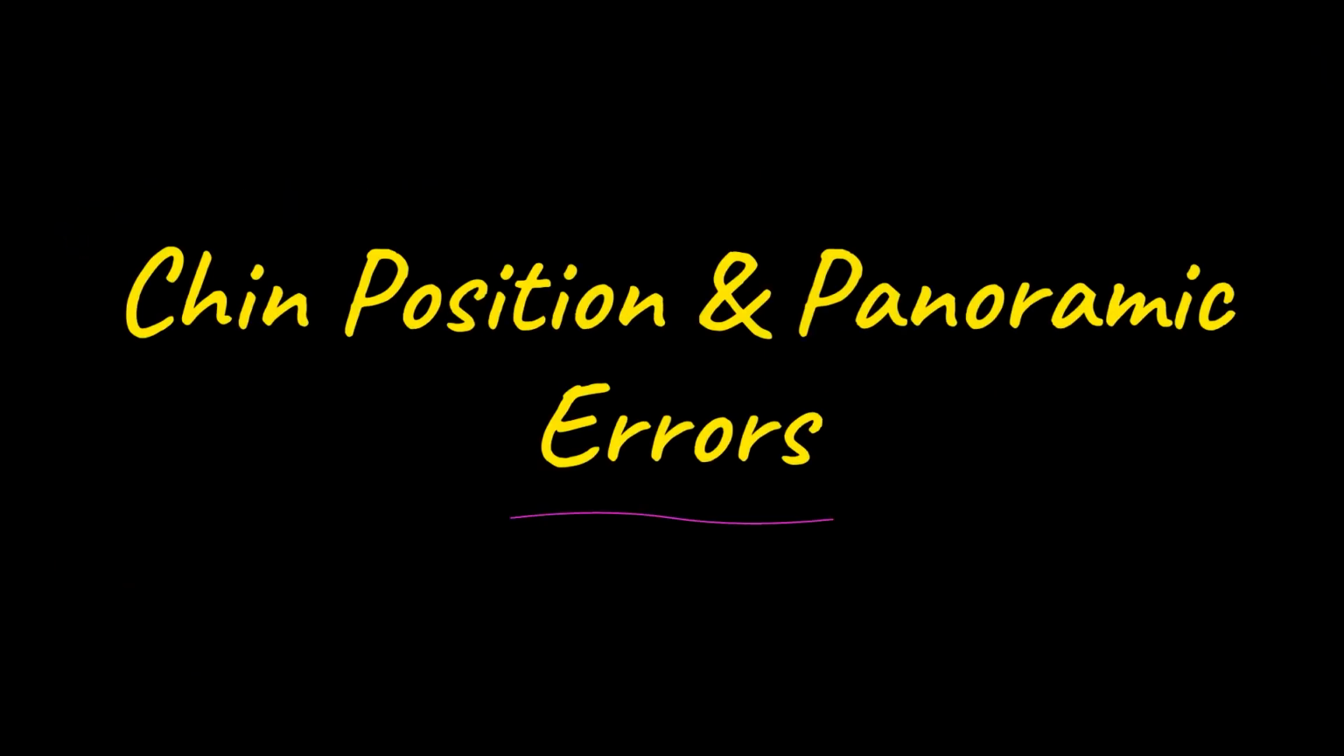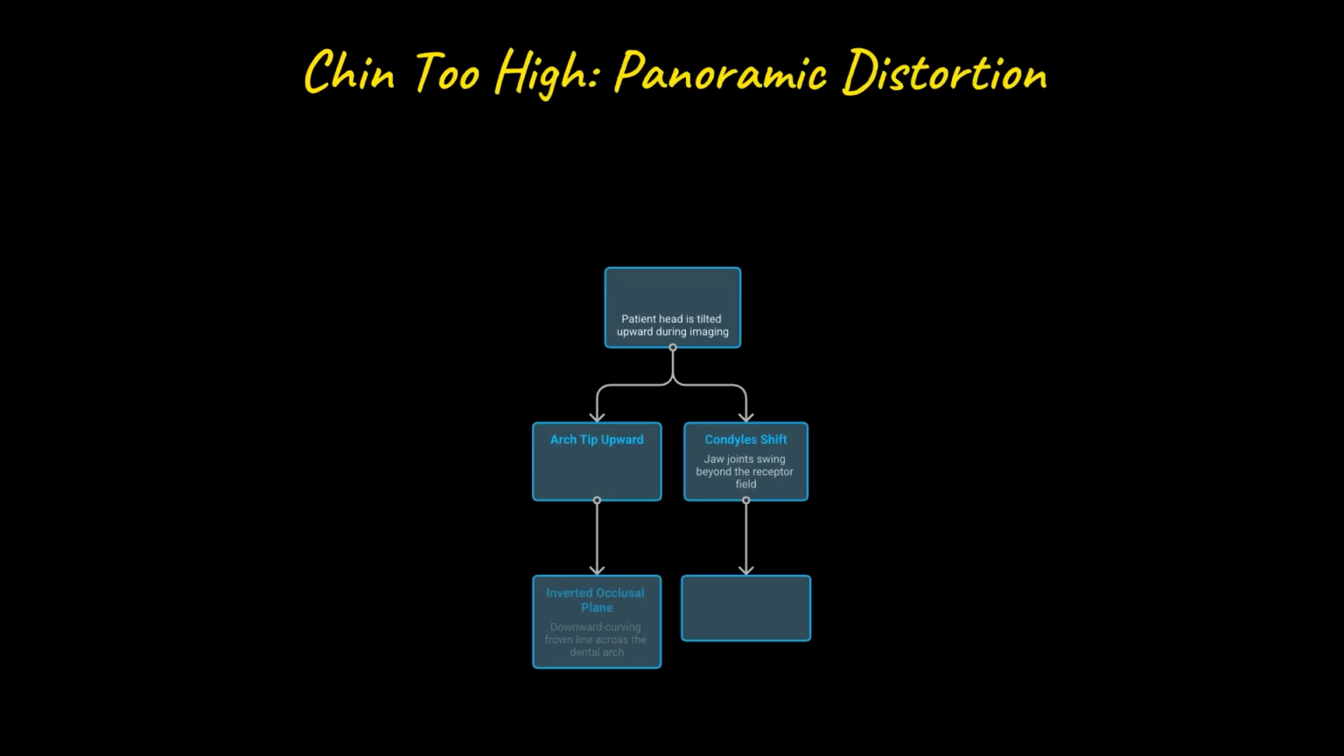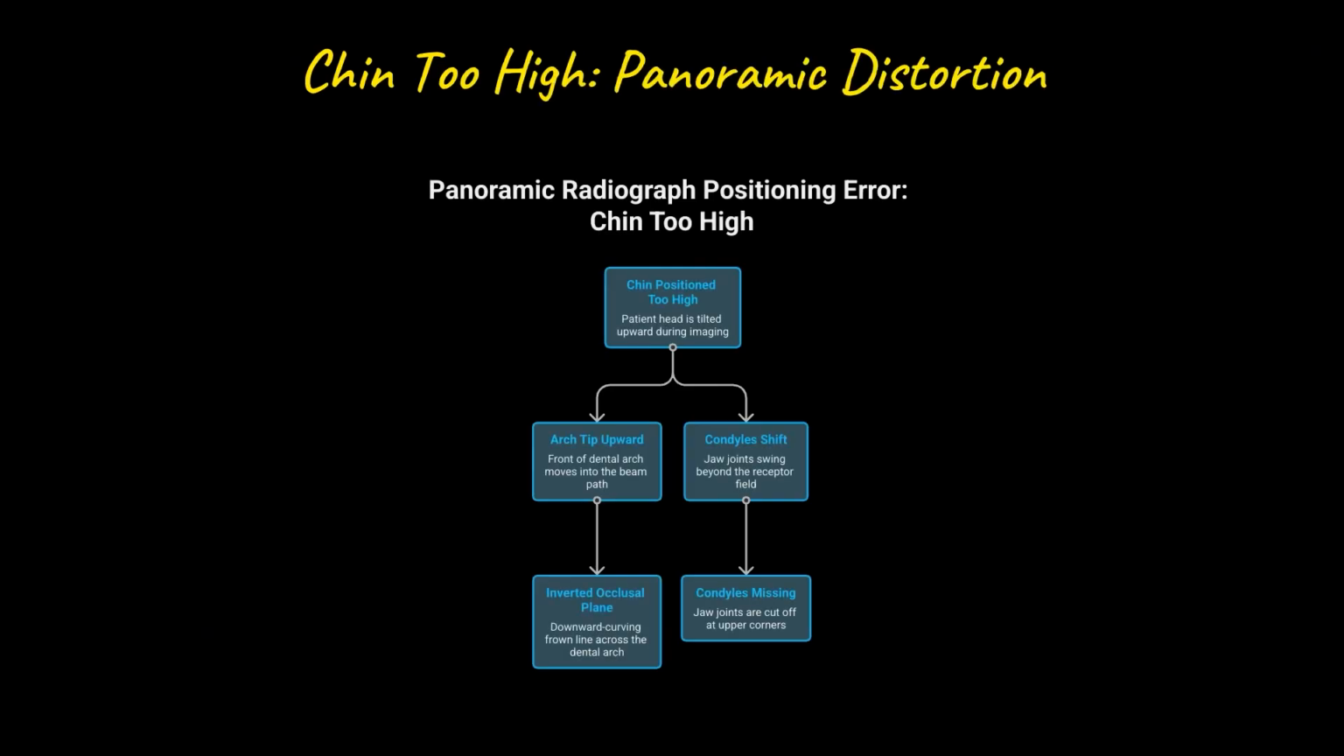Panoramic image quality depends almost entirely on correct head orientation. The vertical tilt of the chin is one of the most influential variables, and each positioning mistake leaves a predictable signature on the finished image. When the chin is raised too high, the front of the occlusal plane angles upward into the beam path. This bends the normal, gentle smile curve into a downward frown, and simultaneously swings the condyles upward and outward, beyond the edges of the receptor, so the jaw joints simply disappear from the image.